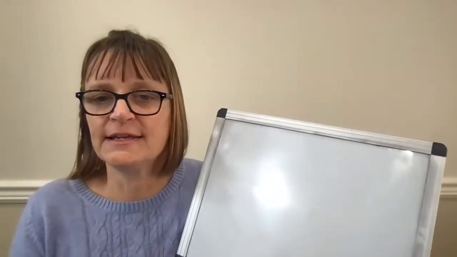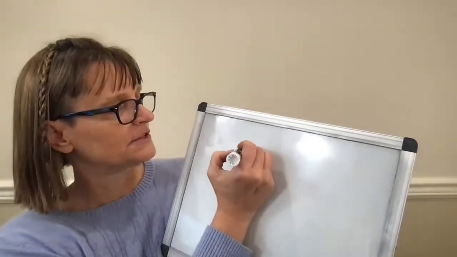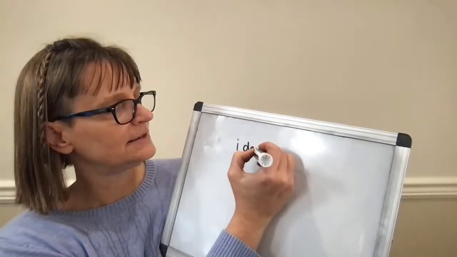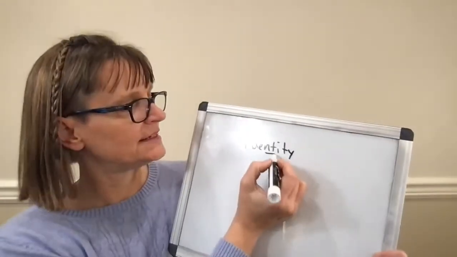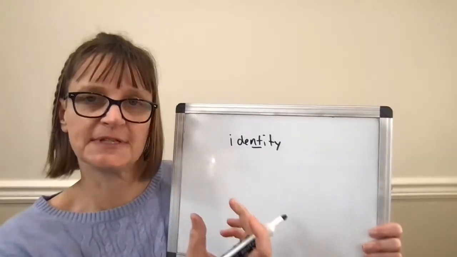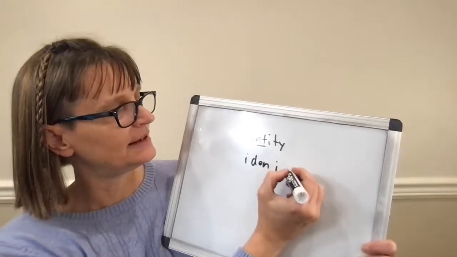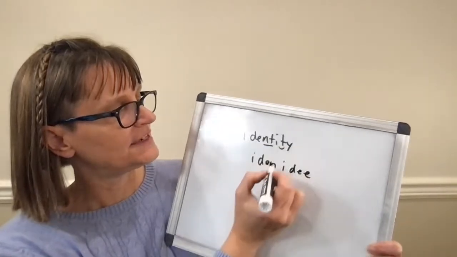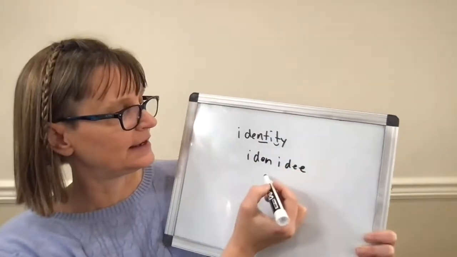For identity, identical, theoretical, and theory. So identity, we have two options. For words with NT, Americans will sometimes leave the T out. So one option is identity. If the T is not there, we're going to make this second T a flap, identity.